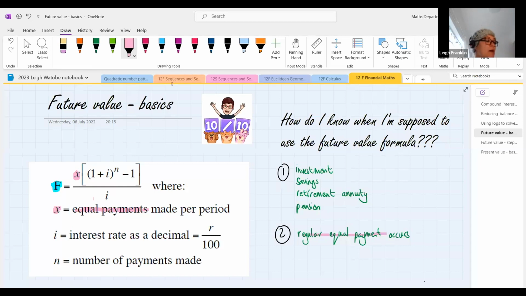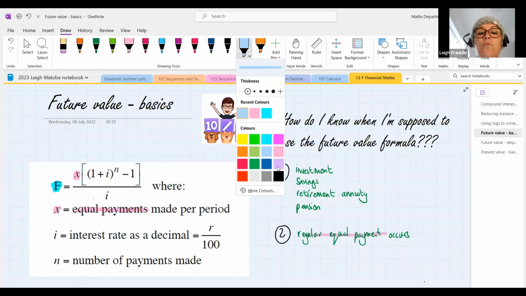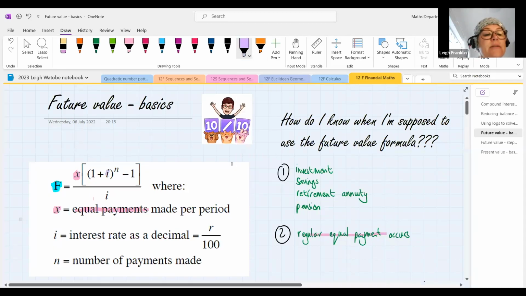It can't be skip one, miss one, although there can be special situations where payments get missed. But it has to be on a monthly basis or a quarterly basis or a half yearly basis. There is a regular payment. It's usually monthly. The letter I we know all too well. That is our interest rate. Remember, we have to write our interest rate as a decimal, so we have to divide it by 100.